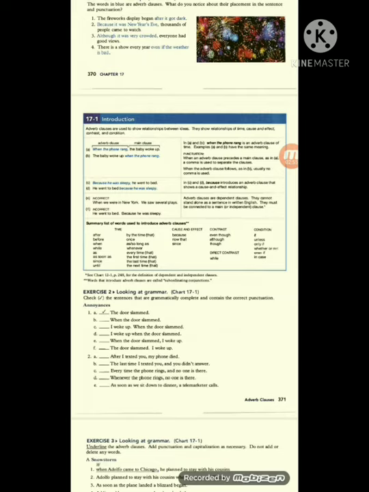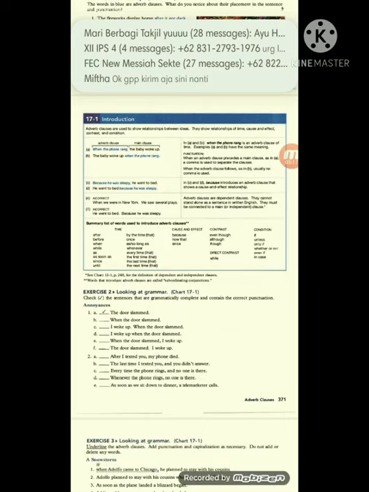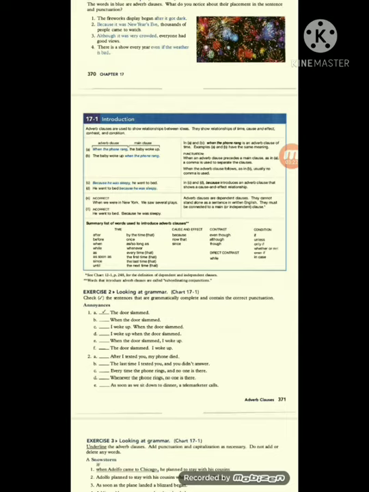Summary list of words used to introduce adverb clauses. Time: after, before, when, while, as soon as, since, until, by the time, once, as, as long as, so long as, whenever, every time, the first time, the last time, the next time. Cause and effect: because, now that, since. Contrast: even though, though. Direct contrast: while. Condition: if, unless, only if, whether or not, even if, in case.